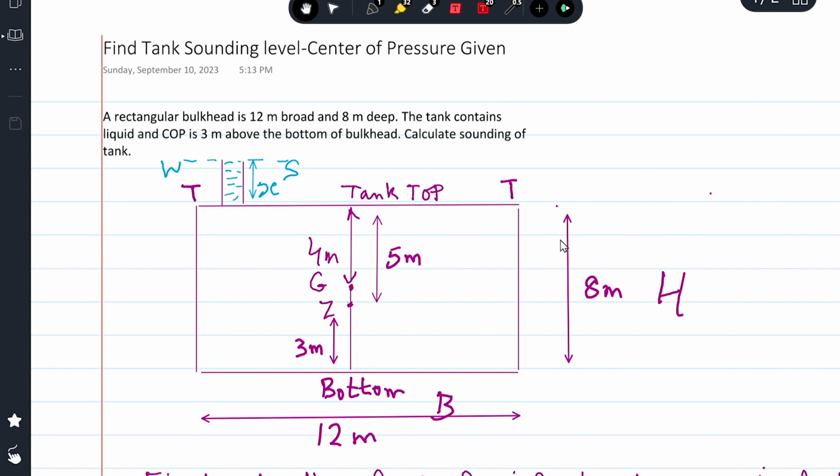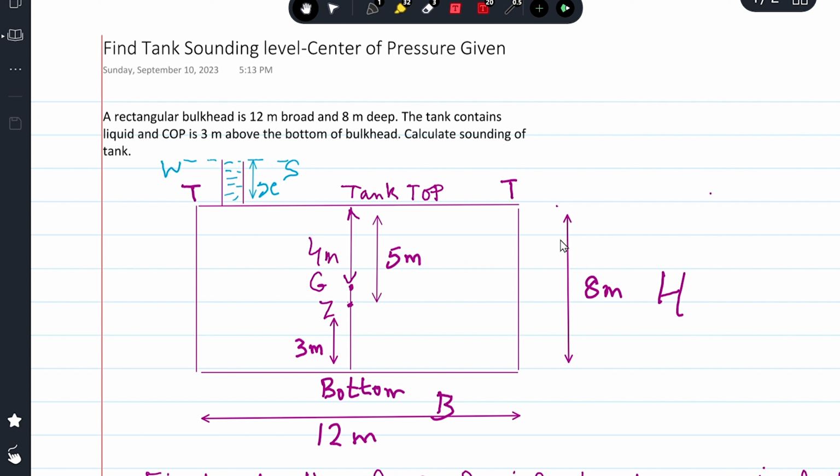Where is the centroid of this rectangle? The centroid of a rectangle is always halfway. Total depth is 8 meters, so halfway will be 4 meters from tank top. So 4 meters below the tank top, marked as G, is the centroid of this rectangle. And 5 meters below the tank top is where the center of pressure is located: 3 meters from bottom, so 5 meters from top.